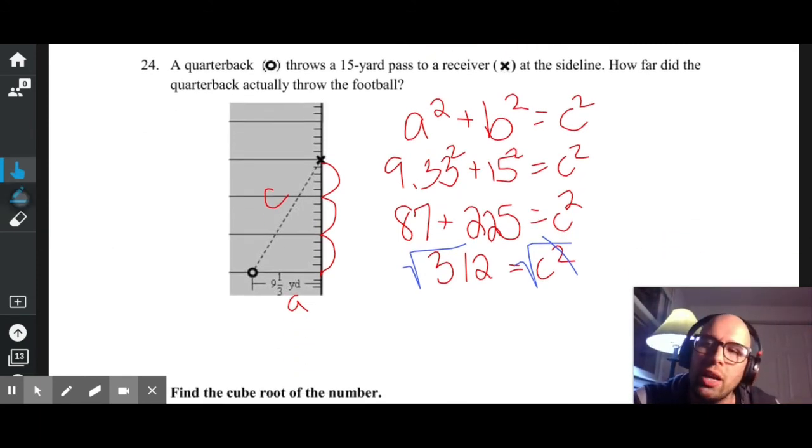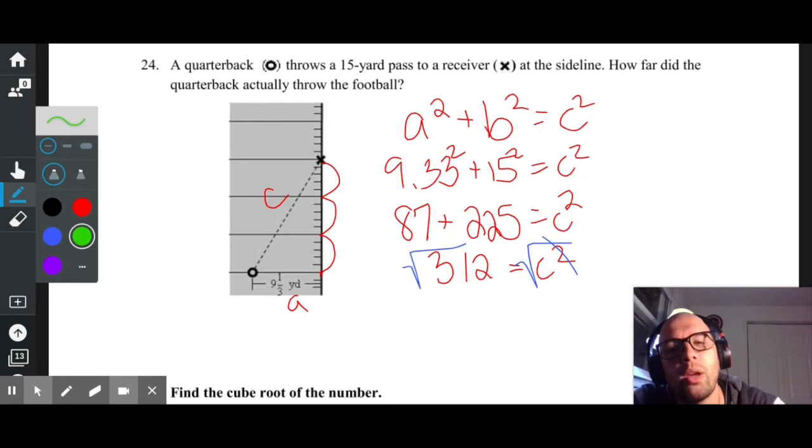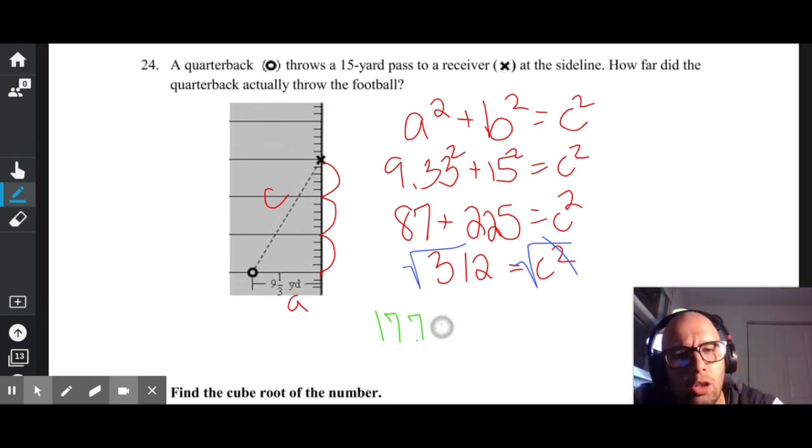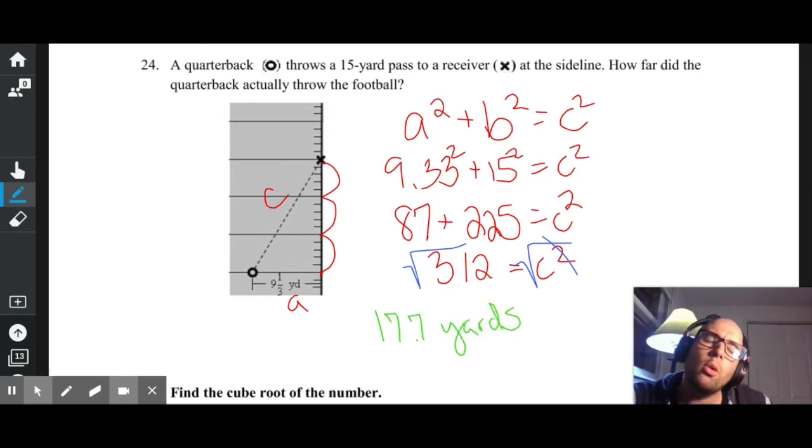So I will say 17.7 yards. Okay? So even though it went 15 yards down the field, he actually threw it 17.7, almost 18 yards.